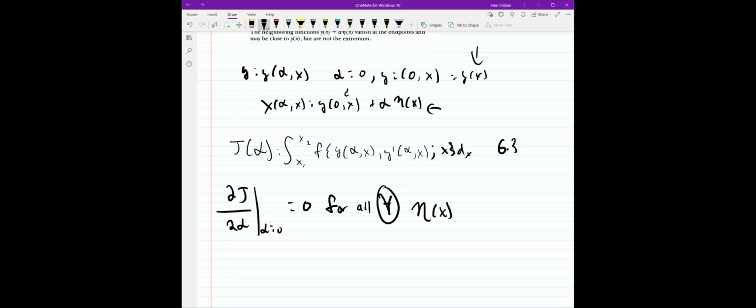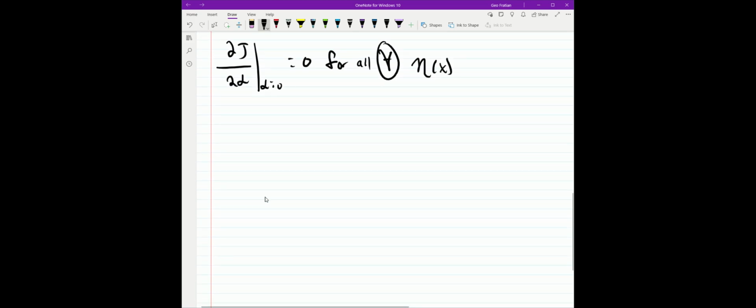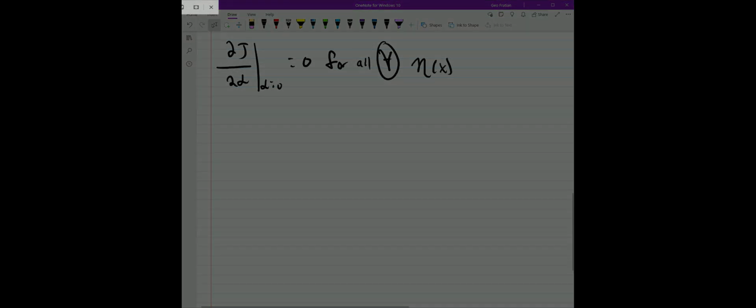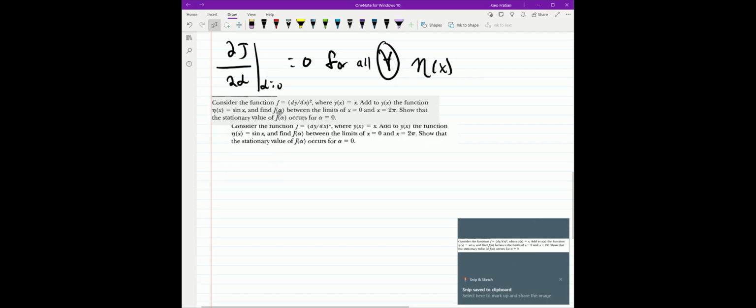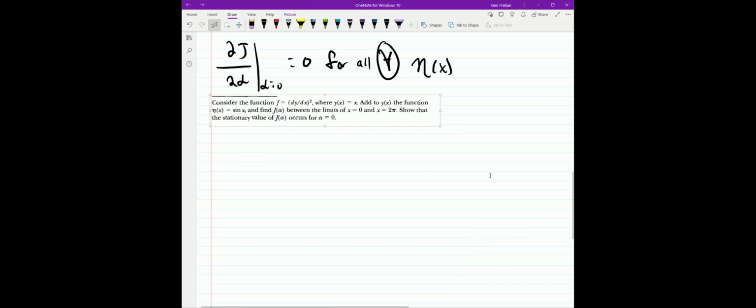Okay, so let's consider an example because I don't think that made too much sense. Let's consider a function f, which gives us the second derivative of y, where y of x is equal to x. So we just have a line. Add to the y of x function some variational parameter, alpha sine of x, and then find j of alpha between the limits 0 and 2 pi. Show that the stationary value of j, the minimum, occurs when alpha is equal to 0.